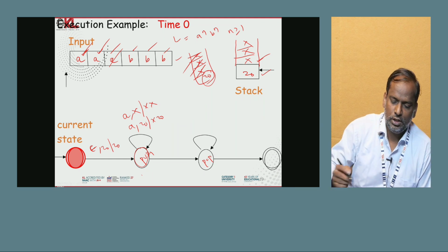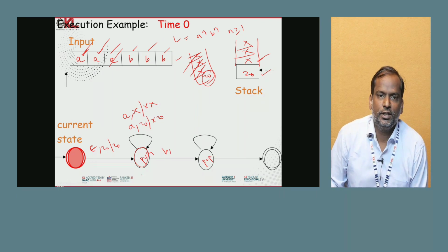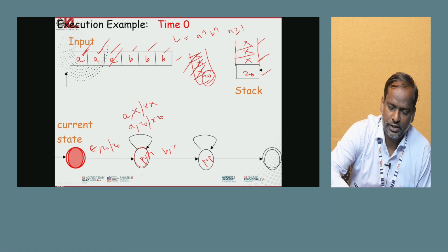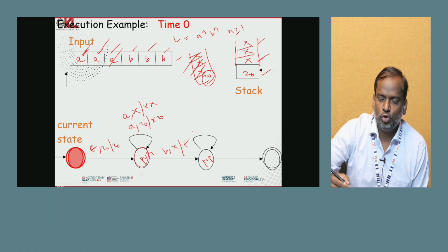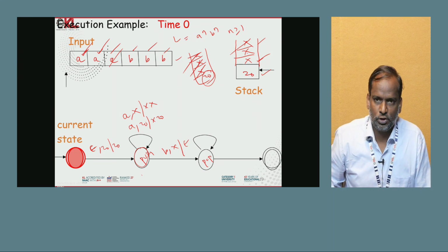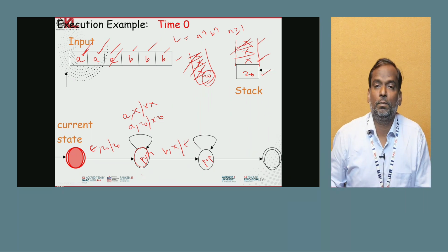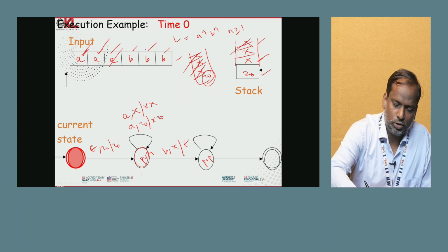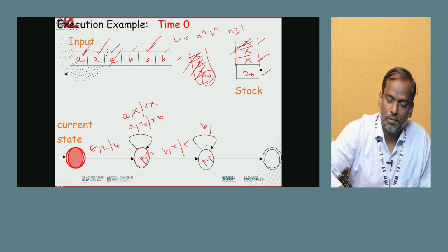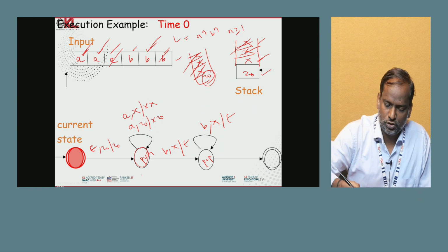Now read B. I am in the push state, right? If we read B and top of the stack is X, then pop X. So for pop X, I am writing epsilon. It means in place of X you write epsilon, so X will be popped from the stack. Again go to the pop state. Now what is the input? The second B, top of the stack X, again pop action, so pop X. Now there is one more input symbol B, top of the stack X, so again pop.